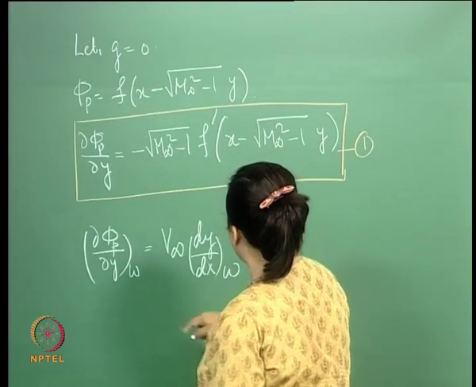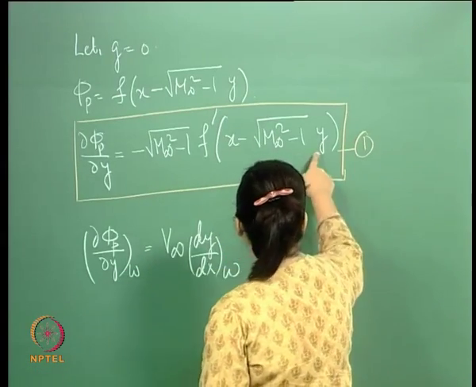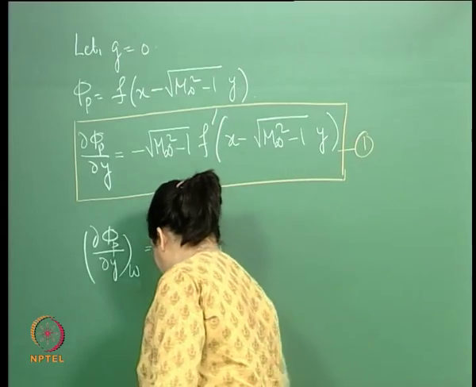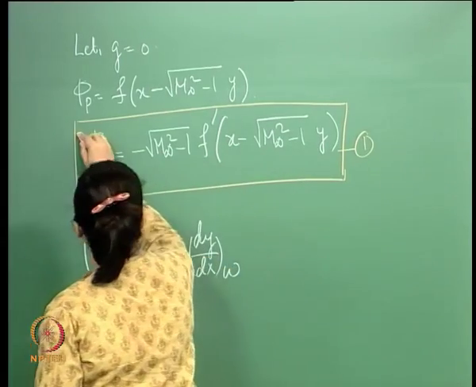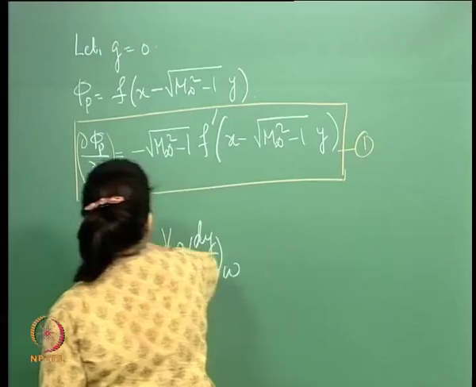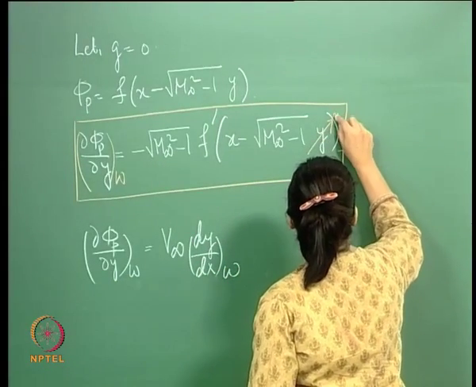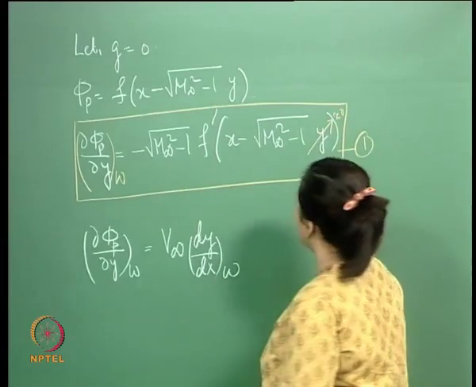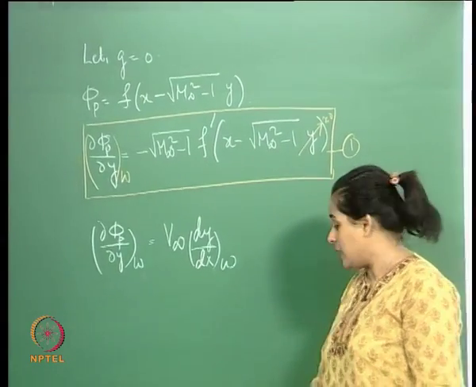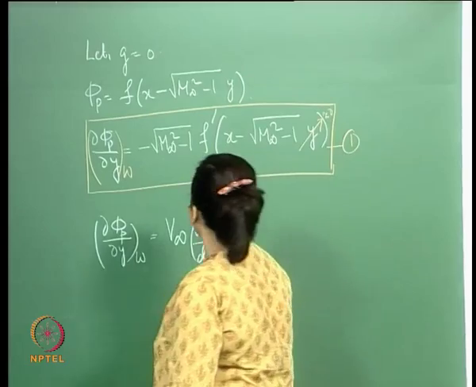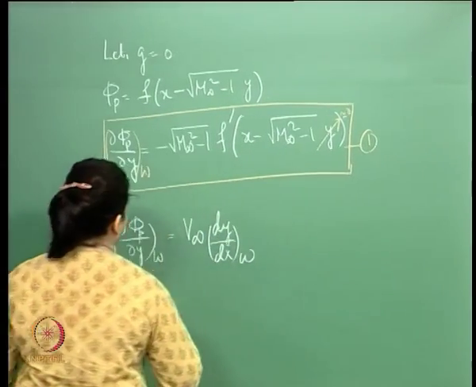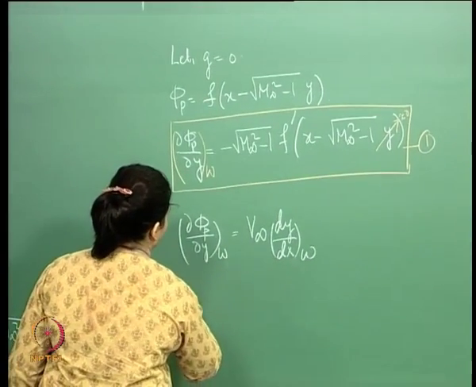So like we said, now at the wall we will set y, considering small perturbation theory. So if we do that, let us equate these two here. So what we then get is this.